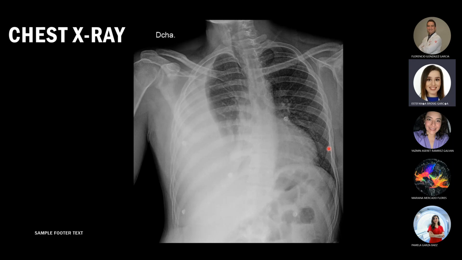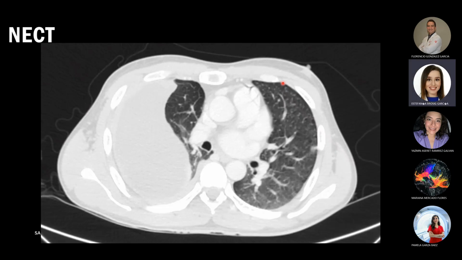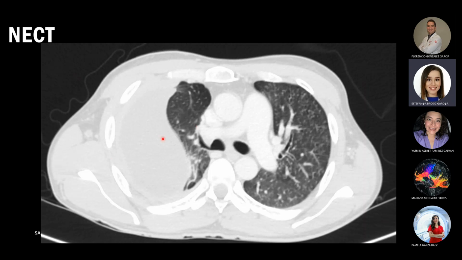If we go retrospectively with this patient, we can analyze the chest X-ray that they did, and we can see a clear loculated pleural effusion on the right side, and a diffusely distributed micronodular pattern in both pulmonary fields. And also with a non-contrast enhanced CT, we can see this miliary distribution of micronodules in both lungs and the loculated pleural effusion.